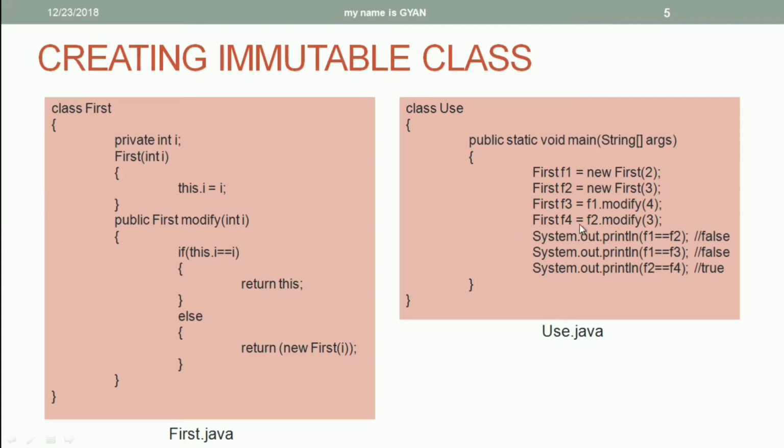If you check f2 is equal to f4 or not, yes, f2 is equal to f4 because both have the same content. Here the method modify has not created a new object for this method call. That's how f2 is equal to f4. f2 and f4 are containing the same content. So here we have created our own immutable class and used it.